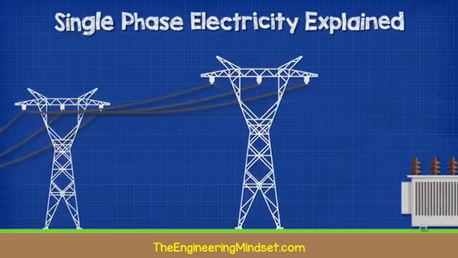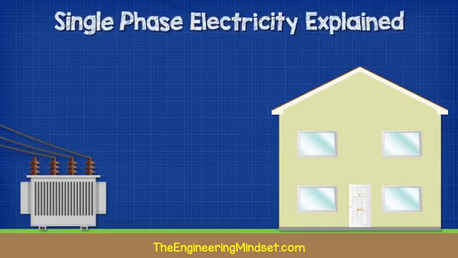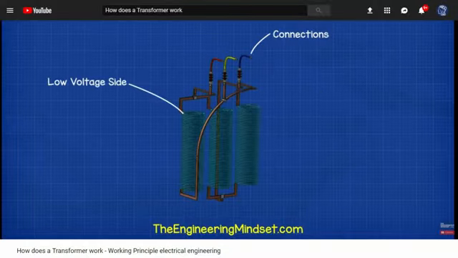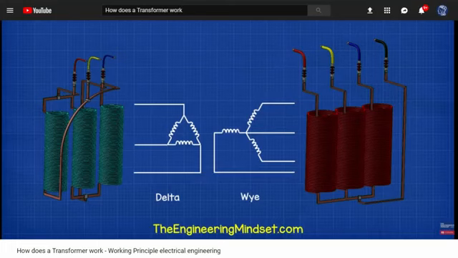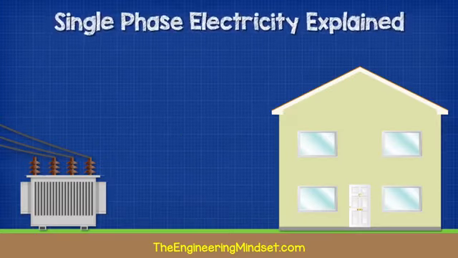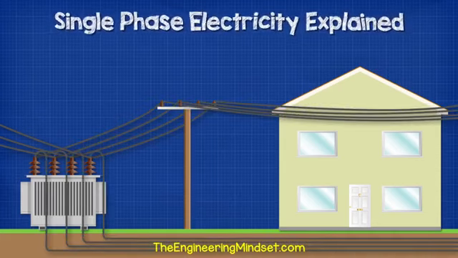Once it reaches the town, the voltage will be reduced in a substation step-down transformer. If you want to learn how transformers work, we've covered this in a previous video, do check that out, links in the video description below. From the substation, the electricity will either be distributed locally through overhead or underground cables.